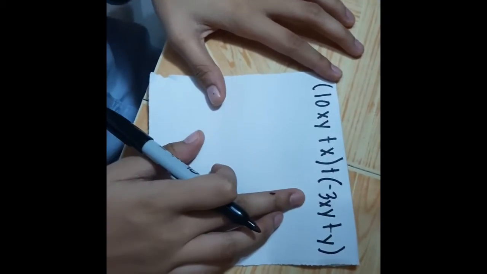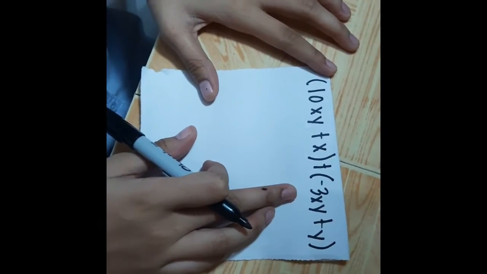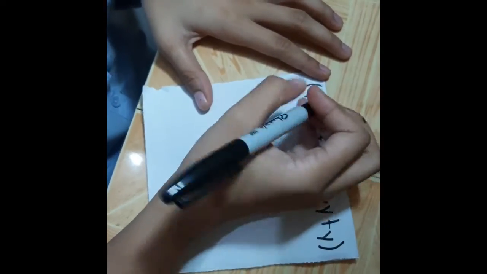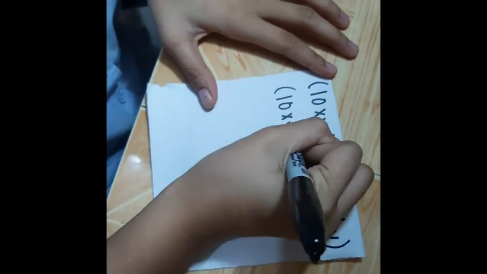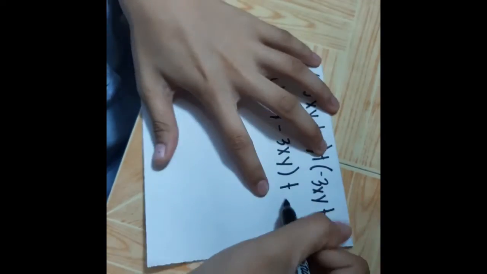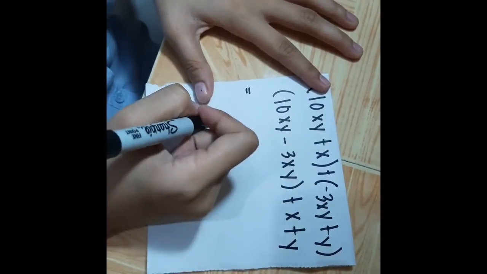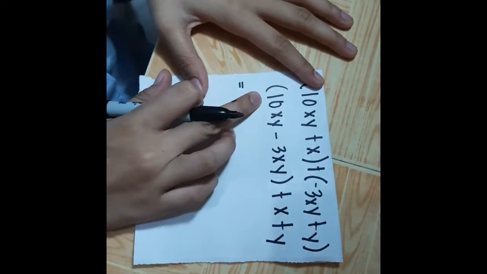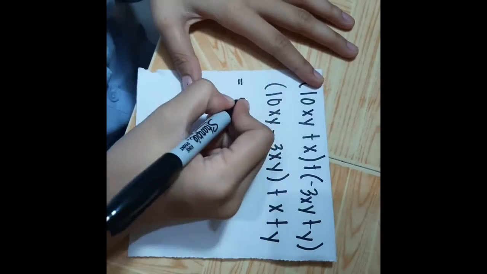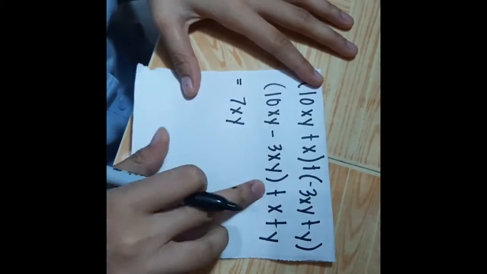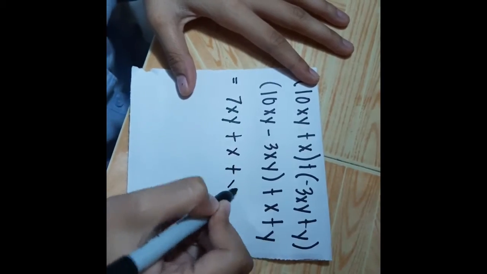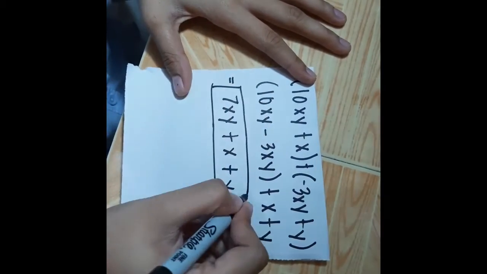The last example is 10xy plus x plus negative 3xy plus y. Step 1. Identify the like terms. Step 2. Group like terms. 10xy minus 3xy plus x plus y. Then step 3. Combine like terms. So 10xy minus 3xy equals 7xy, plus x plus y. This is the final answer.